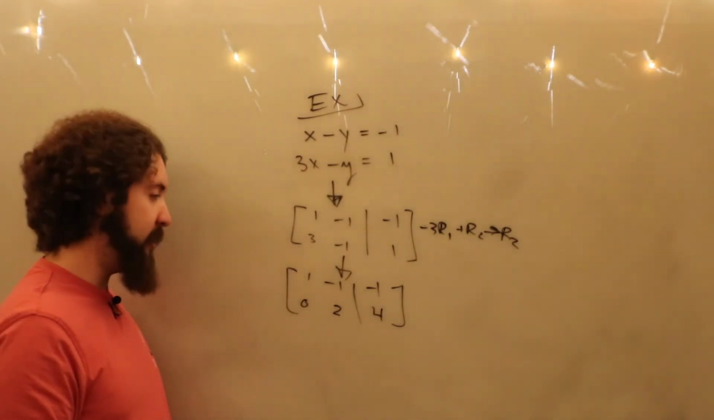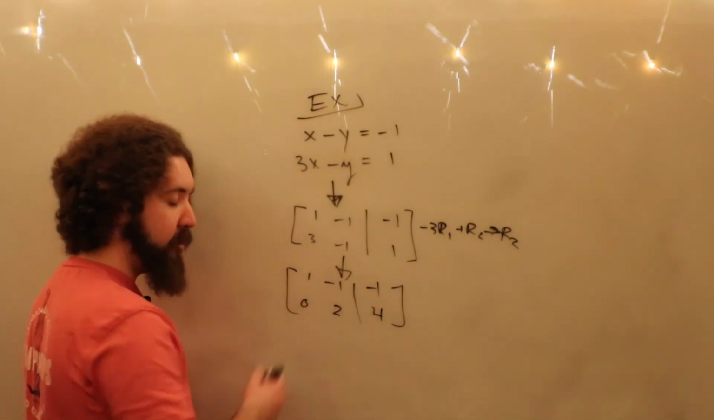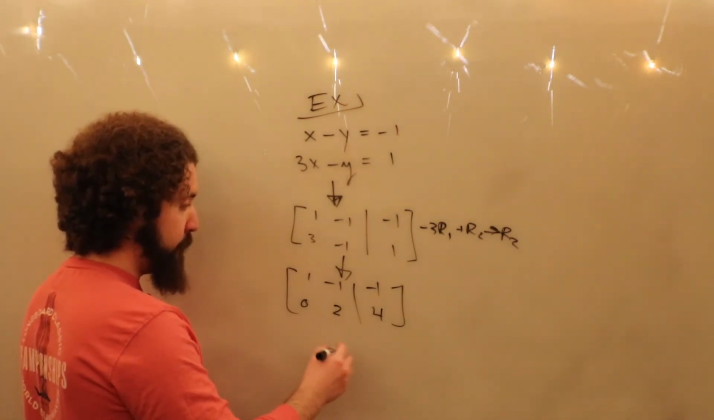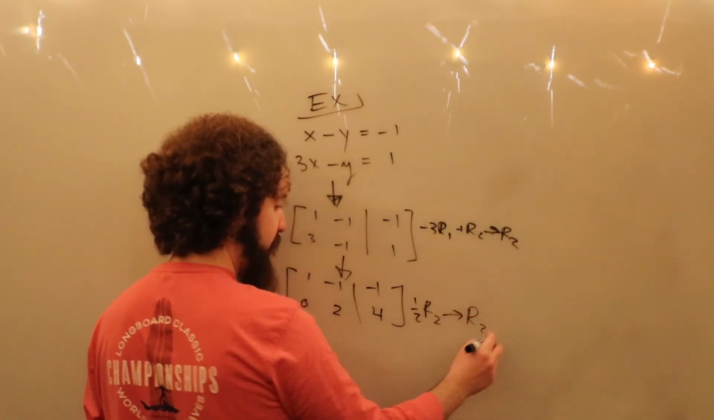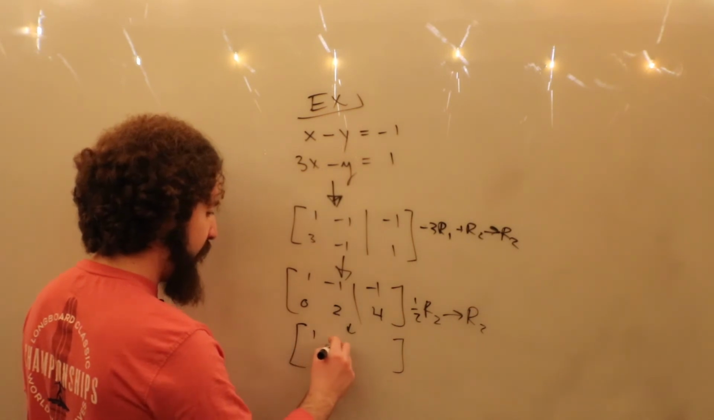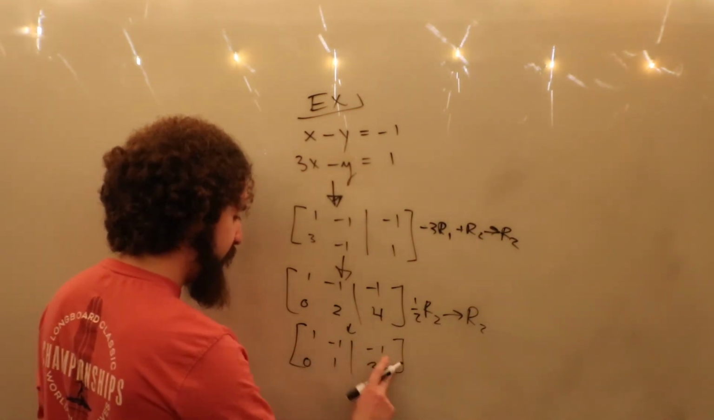Alright, we're almost there already. All we have to do now is to make sure that this second row has a leading entry of 1. So all we have to do is multiply 1/2 times row 2 and replace row 2 with that. And we are left with 1, -1, -1, 0, 1, and 2.